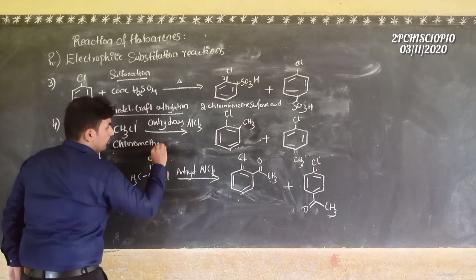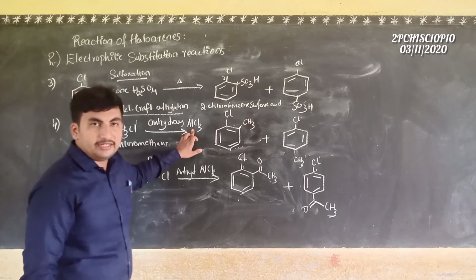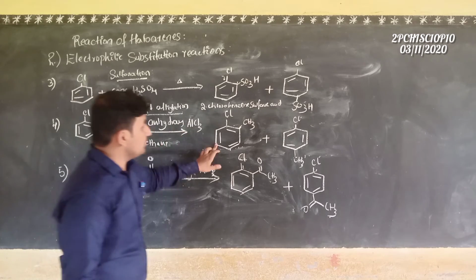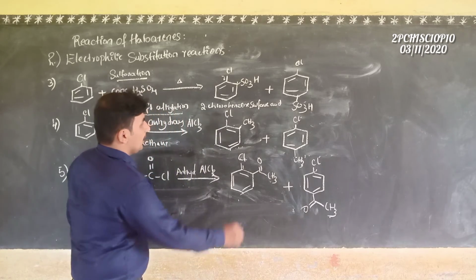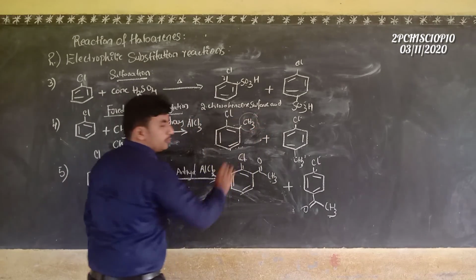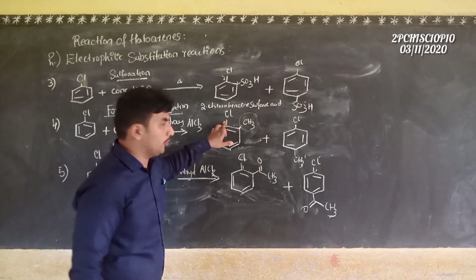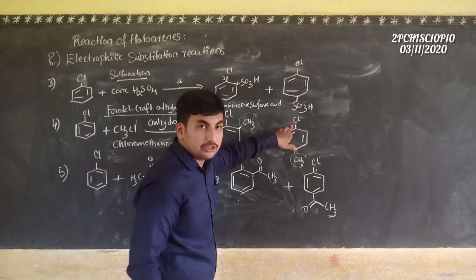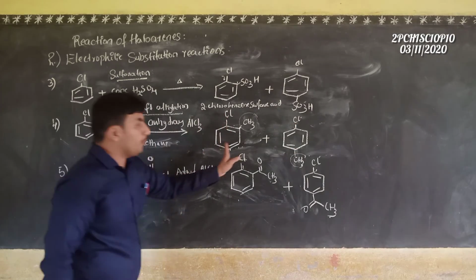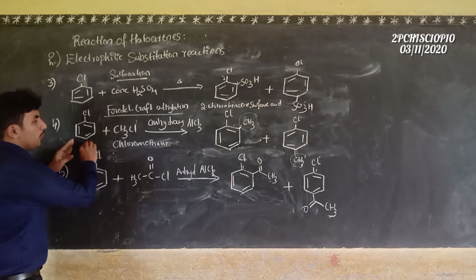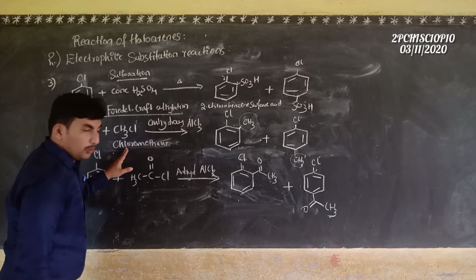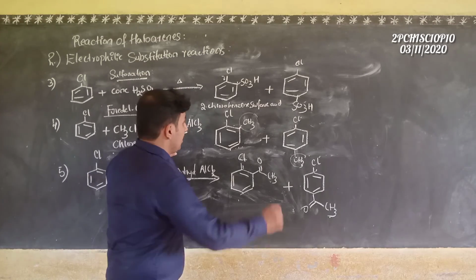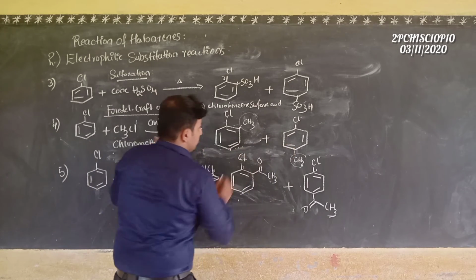Chloromethane or methyl chloride, in the presence of anhydrous aluminium chloride, which is a strong Lewis acid, a mixture of two products is obtained. Here, the alkyl group is attached to the ortho position with respect to chlorine, and one more CH3 group is attached to the para position with respect to chlorine. So, a mixture of two products is formed when chlorobenzene is treated with chloromethane or methyl chloride in the presence of anhydrous aluminium chloride. What is the name of these two products?